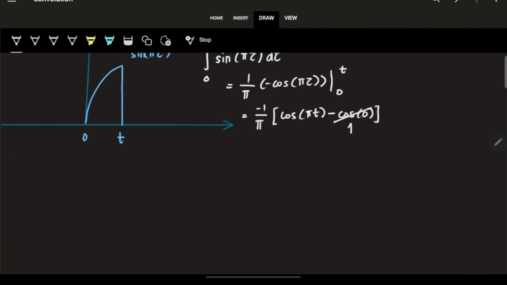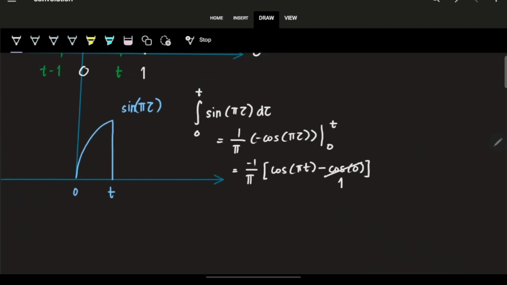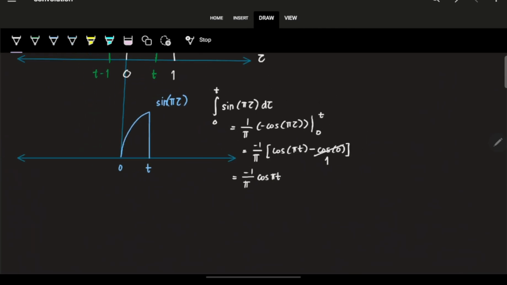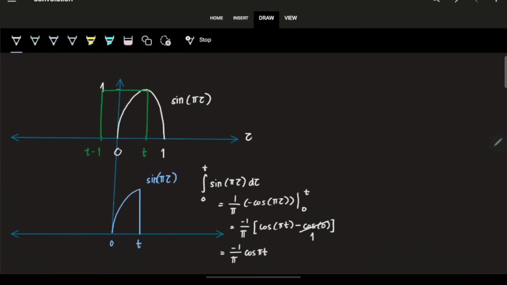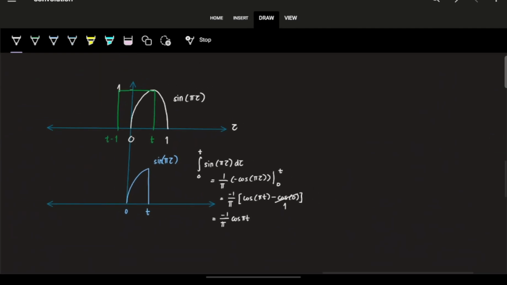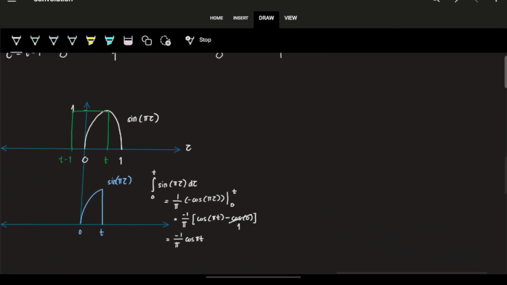So therefore, the area under this curve is equal to negative 1 over pi, multiplied to cosine pi t. Ayan. Okay, so this is the formula for this one, or rather the area of this one. Now, let's move our t beyond 1. So, i-move natin beyond 1, let's say.